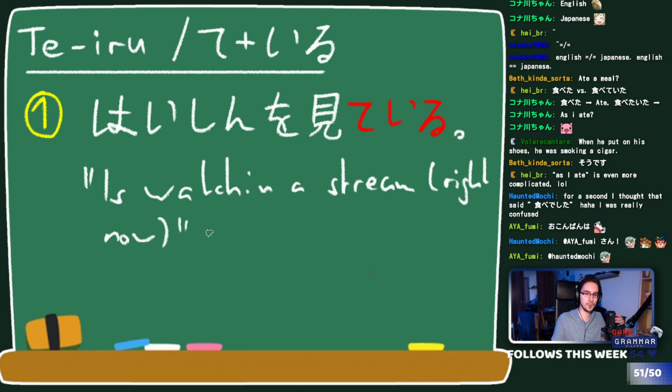So, for example, if someone asks you, what are you doing? You could say, 今は, so 今は just means right now or now. 今は配信を見ている. I'm watching a stream right now. That way they understand that you've started it, but you're not done yet. It's ongoing. You're doing it right now. You're literally in the middle of it.